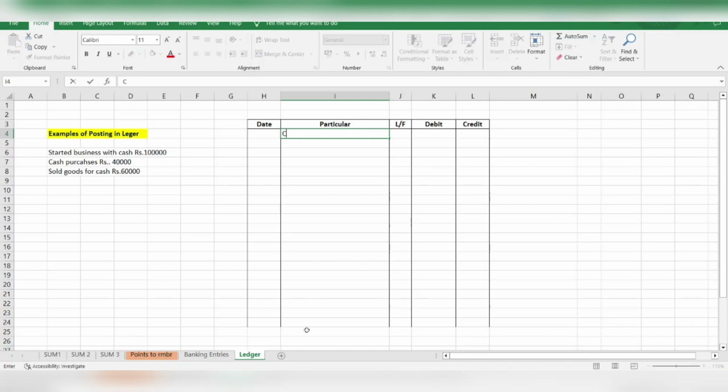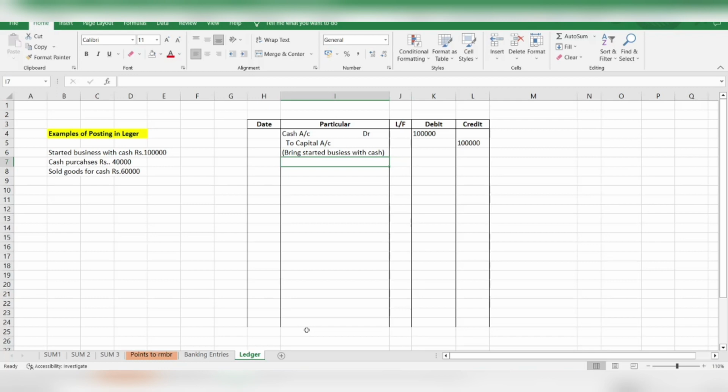We know the entry here, it's cash account debit to capital account. Being started business with cash. What is the amount here? 1 lakh and 1 lakh, right?